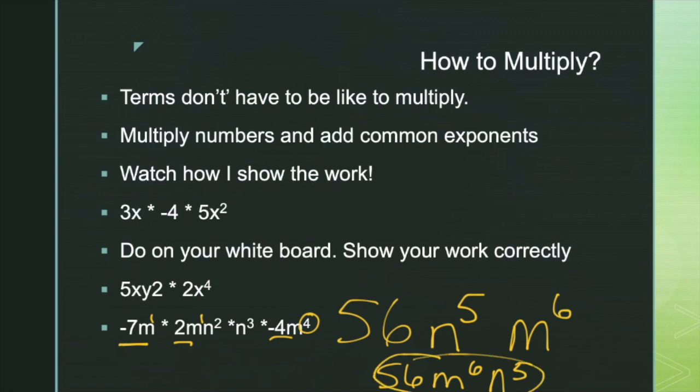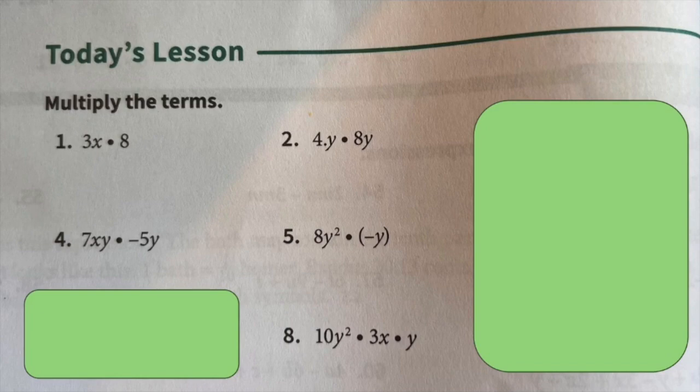All right. I want you to do numbers 1, 2, 4, 5, and 8 in your book. 1, 2, 4, 5, and 8. Raise your hand when you have them. I want to make sure you know what you're doing before you leave this place.